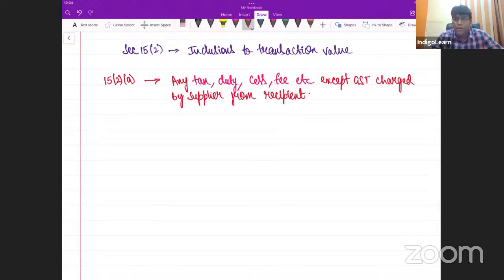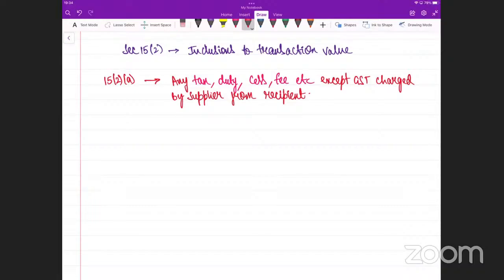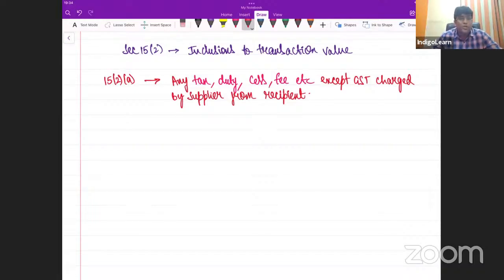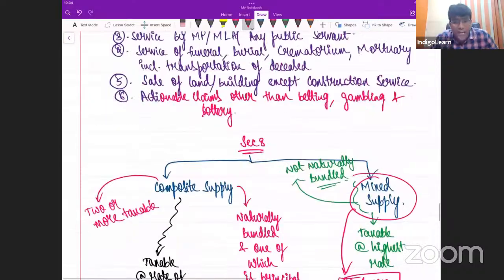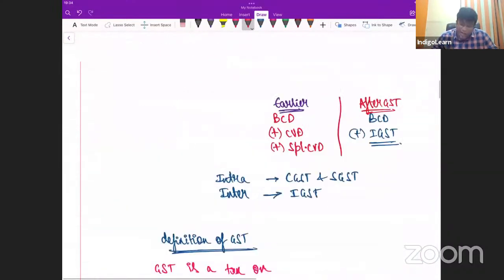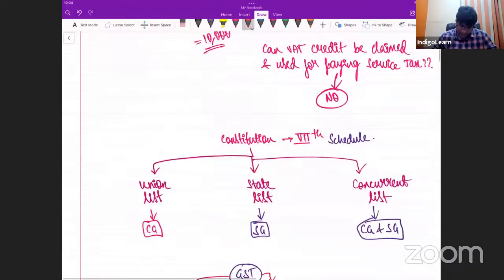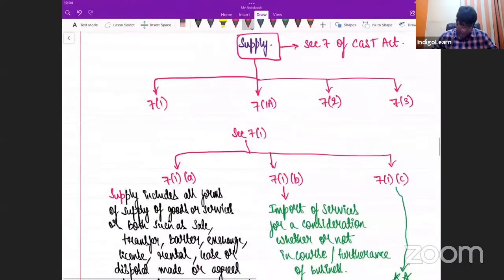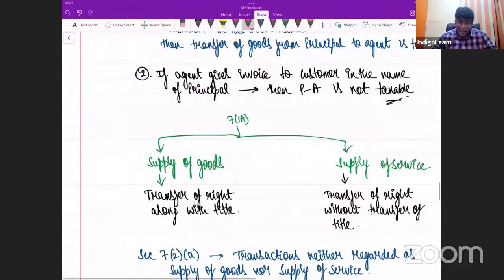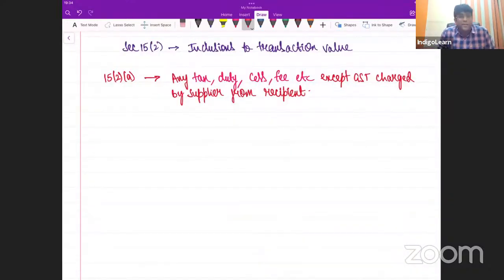Guys, I hope the screen is visible for all of you. Yes, sir, perfect. So 15(2)(a) says what, my dear friends? Any tax, duties, cess, fee charged by whom, sir? Charged by supplier from recipient. Any tax, duties, cess, fees except GST charged by supplier from recipient. So, for example, if any supplier charges any tax or any duty or any cess, anything except GST from the recipient, that will be included in the value of supply.